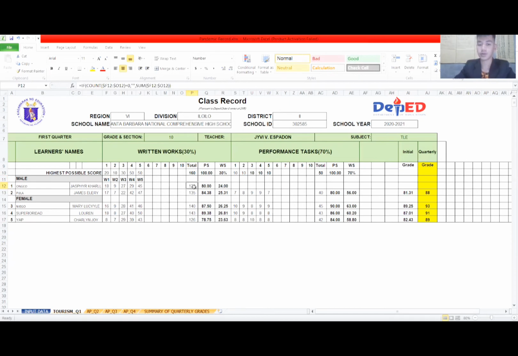So why is Mr. Ungko's percentage score 80? Because 128 will be divided by 160 and multiplied by 100. It's the same process in E-class and in the manual grading system. So now he got an 80 percentage score. And in his weighted score, he got 24, because 80 will be multiplied by 30%, or in decimal, 0.30. So 80 multiplied by 30% equals 24.